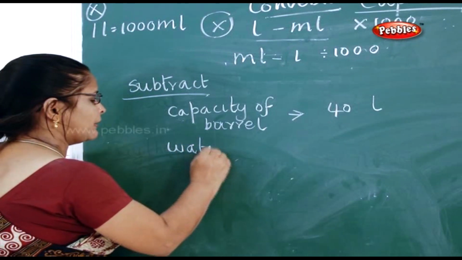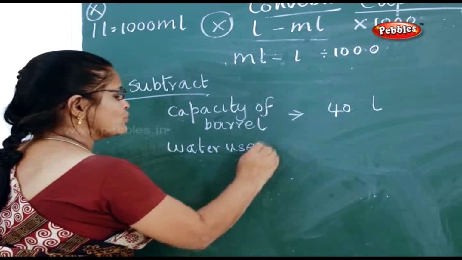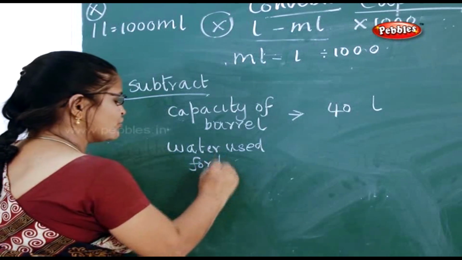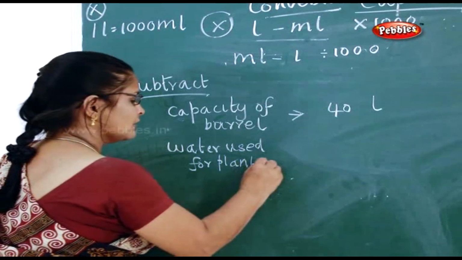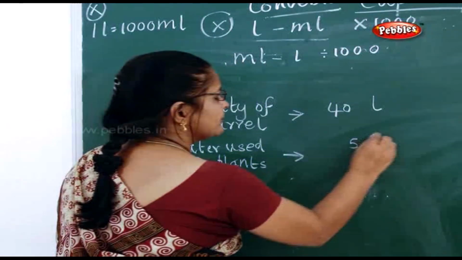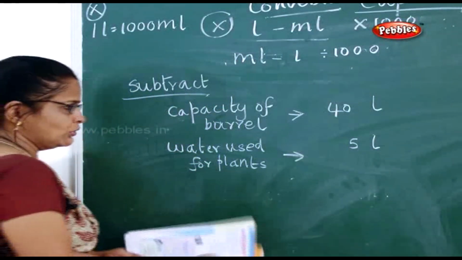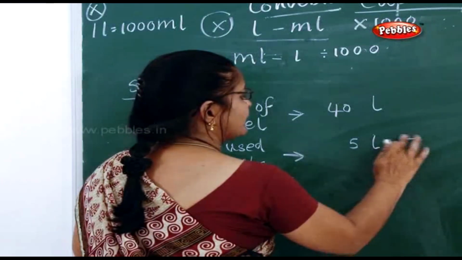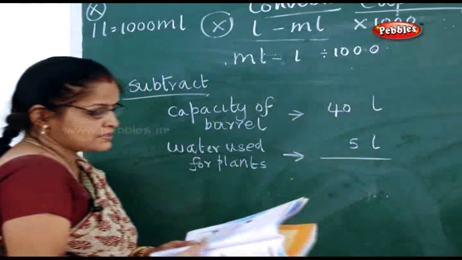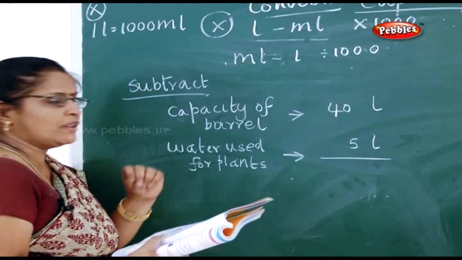So now what will you write? Water used for plants. How much has she used? 5 liters. Now what you have to do is, what is the question? They have asked what is the water left in the barrel.